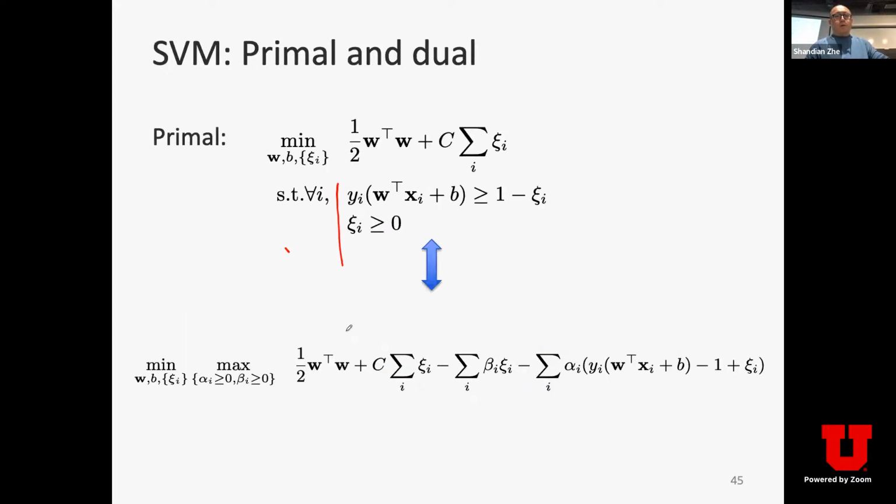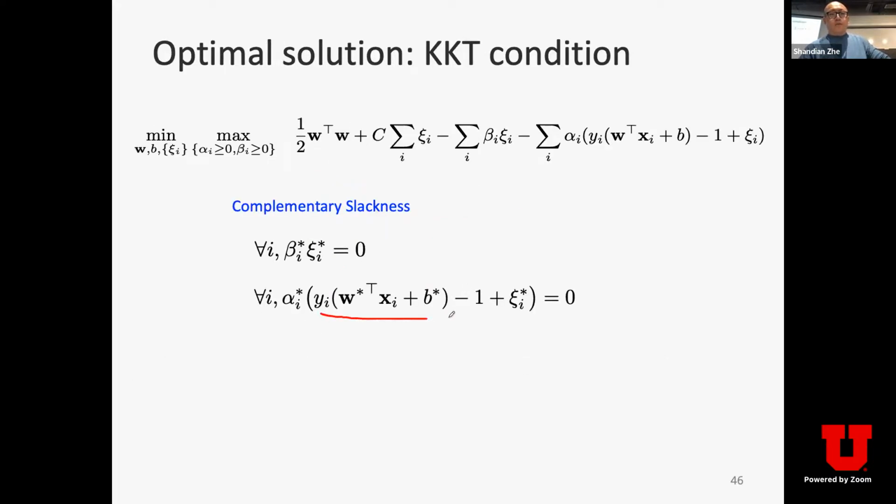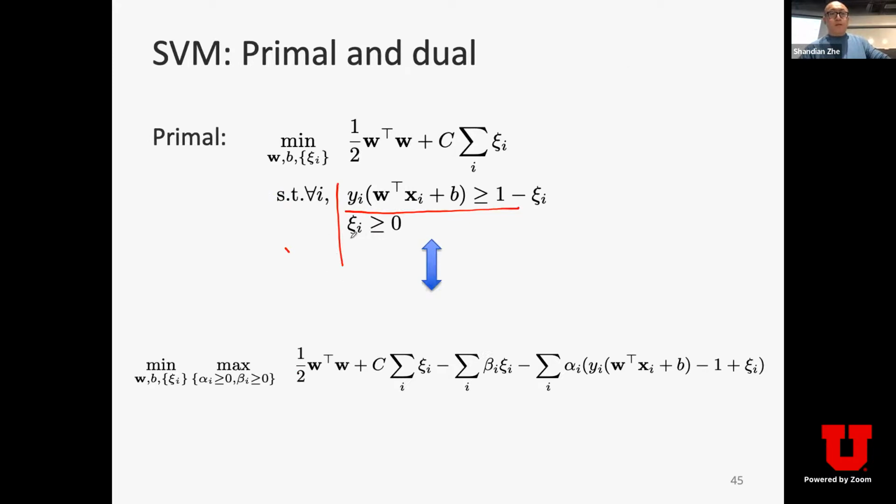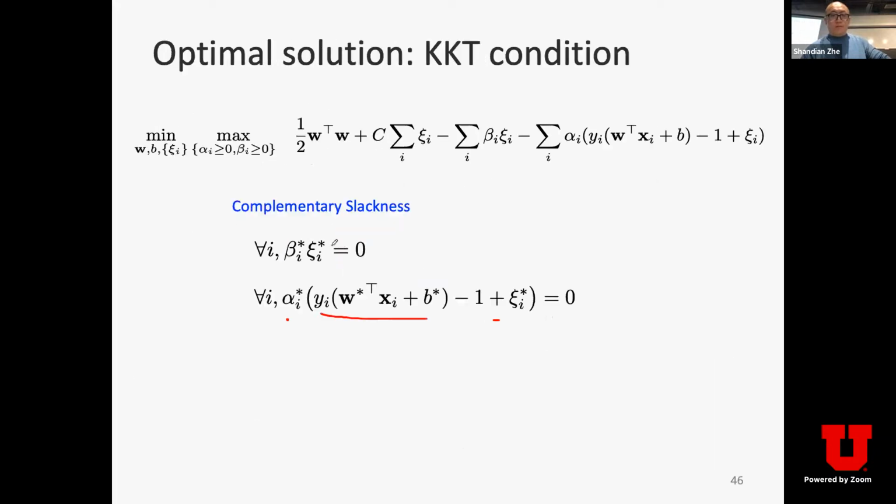Applying this to the SVM case, this is a constraint function, right? The constraint function is just the function margin minus 1 plus xi, and its product with the multiplier should be 0. Okay? And similarly, this is another constraint. The constraint function is simply minus xi, right? Then when it multiplies the Lagrange multiplier beta i, the product must be 0, right?